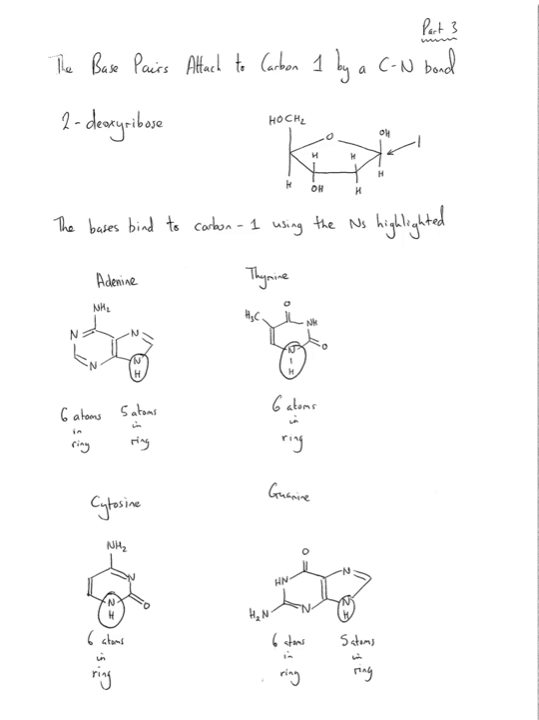I'll state a little bit more about the fact there's a 6 and a 5 carbon atom ring: 6 for thymine, cytosine has 6, and guanine is made of these two cyclic areas within the structure. So all of these bases can link to carbon 1.